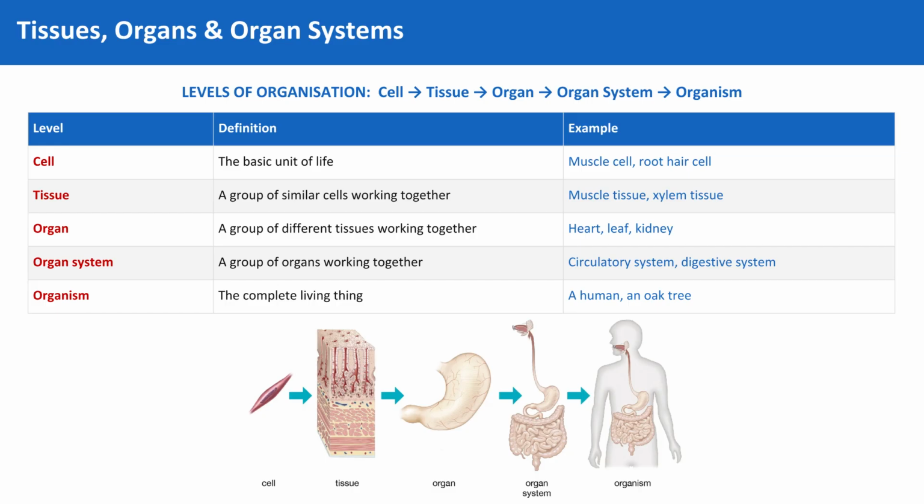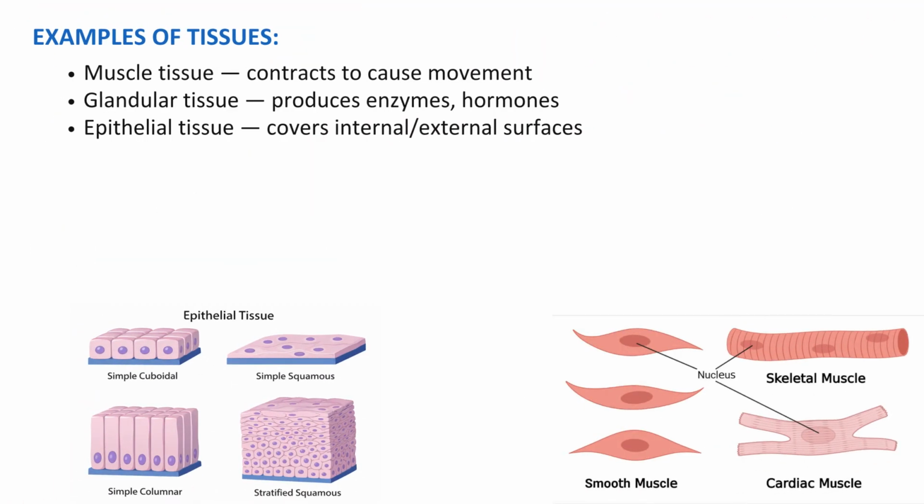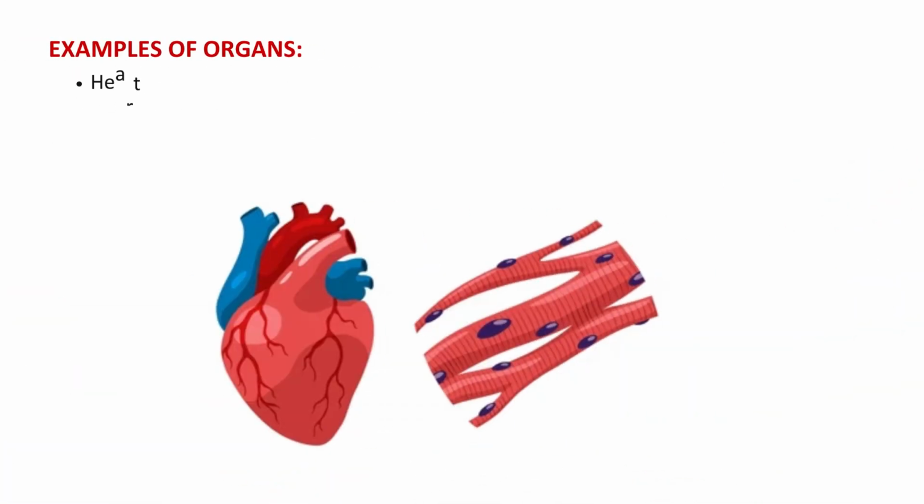An organ system is a group of organs working together, for example, the circulatory system or the digestive system. And an organism is a complete living thing like a human, a tree, etc. Examples of tissues include muscle tissue, which contracts to cause movement, glandular tissue, which produces enzymes and hormones, and epithelial tissue, which covers internal and external surfaces.